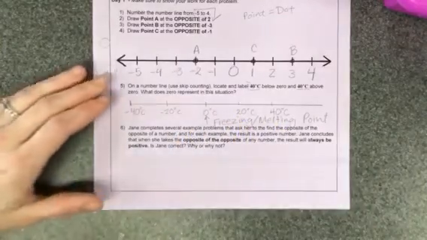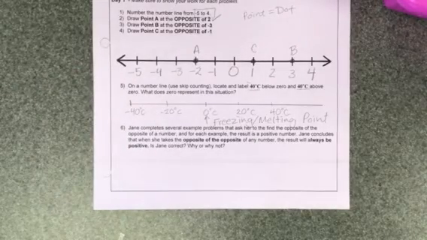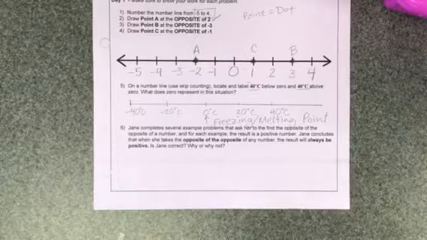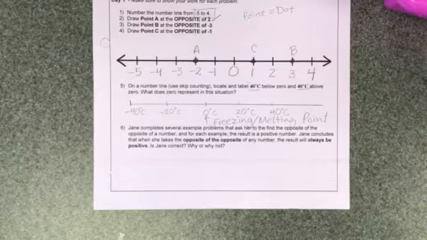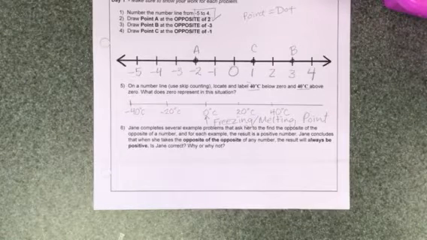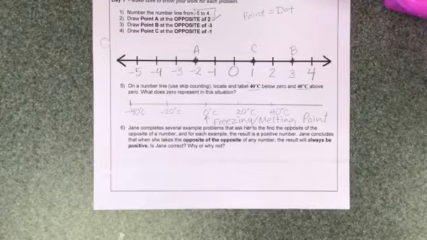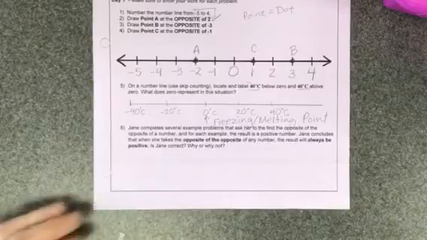Okay, cool. So, Jane completes several example problems that ask her to find the opposite of a number, and for each example, the result is a positive number. Jane concludes that when she takes the opposite of any number, the result will always be positive. That sounds super confusing.